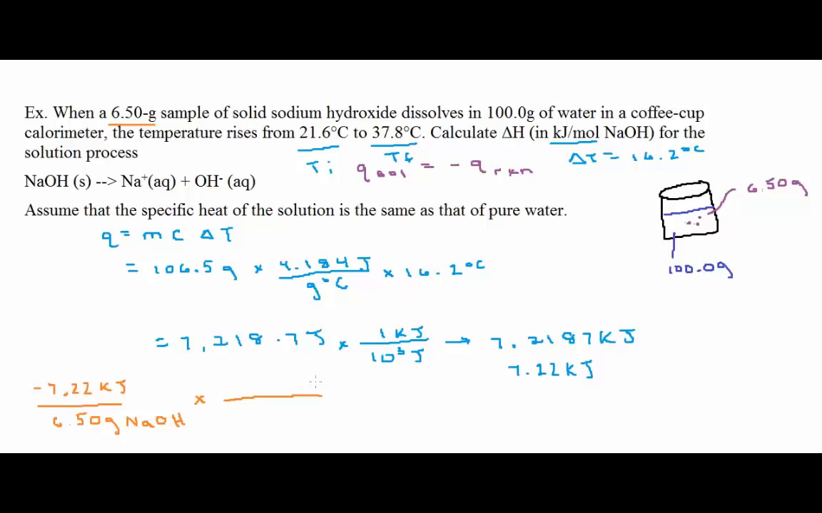I'm going to get rid of grams by putting them up top, and I'm going to put 1 mole on bottom. Now this relationship is the molar mass of NaOH, which is 40.00 grams. And so when I multiply, I get for my change in enthalpy negative 44.4 kilojoules per mole, and that's my final answer.